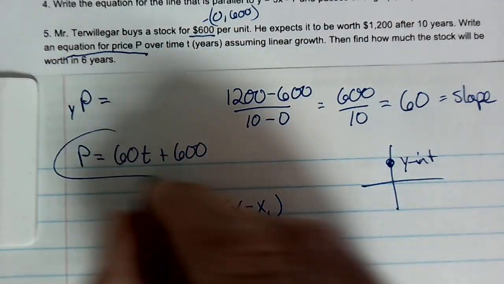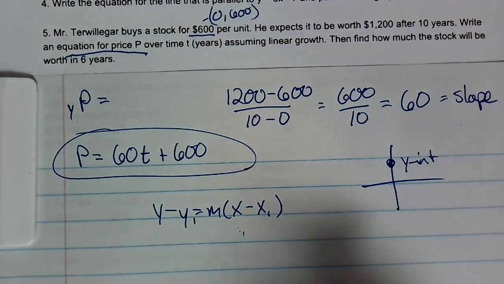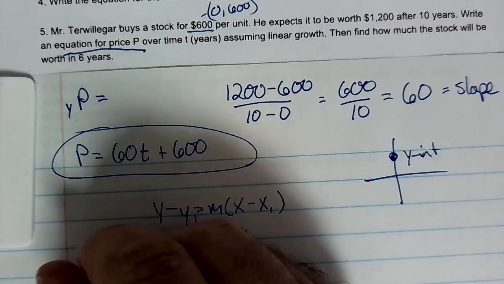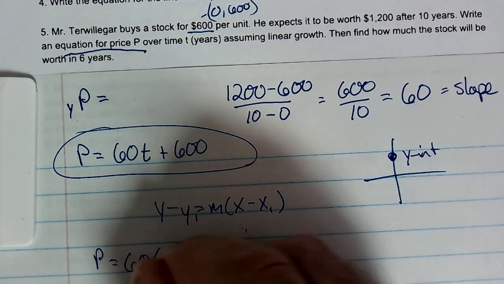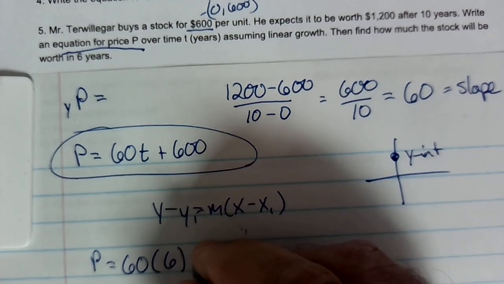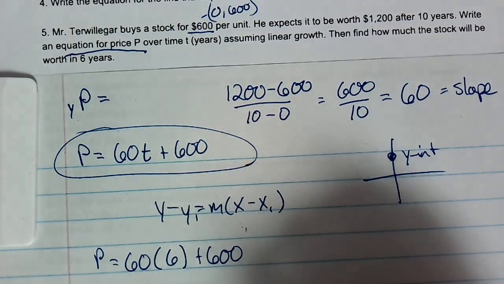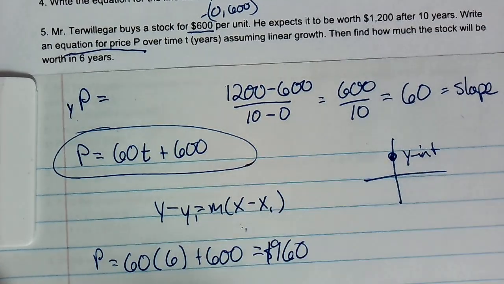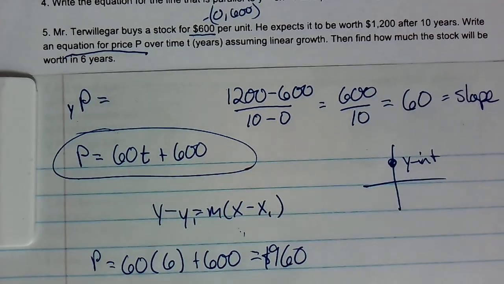So that's my equation. And then if it asks how much it's going to be worth in 6 years, what do I do? I plug in 6. So it's at $960. And that's it.